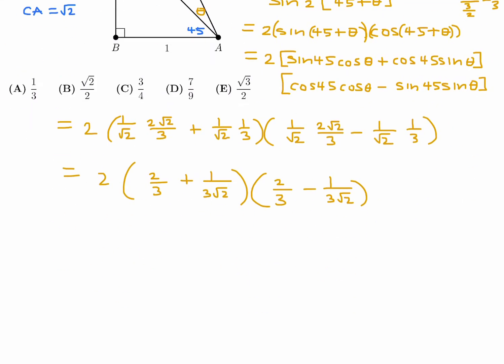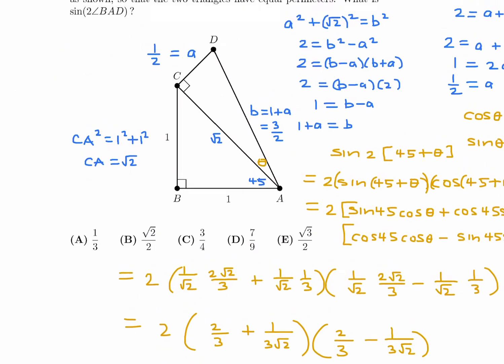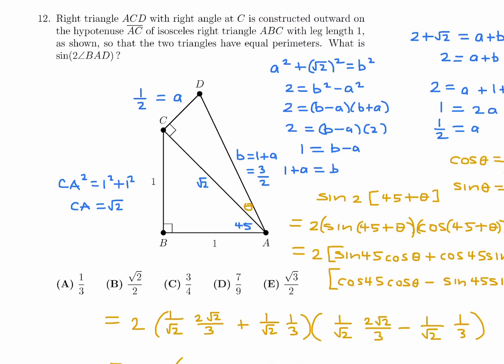Okay. So if we expand that, we get 4 over 9. The second and third terms cancel, and then 1 over 9 times 2, which is 18. So multiply top and bottom by 2 to get a common denominator. We get 8 minus 1 over 18. And that is 2 times 7, 14 over 18, which is 7 over 9. 7 over 9 is the answer. So that would be choice D for number 12.